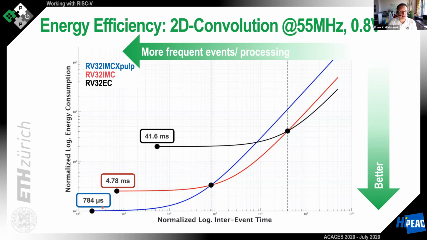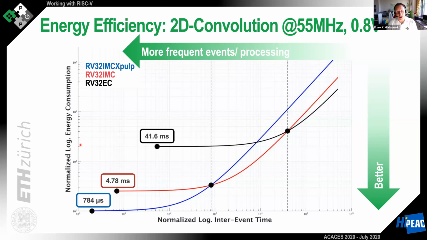Now, the blue line is again our extended processor, and it takes it 784 microseconds at this frequency to compute the 2D convolution. Notice that the scale here is logarithmic, so it is actually pretty fast. Now, the other core, remember, it was an order of magnitude slower, almost finishes the same task in 4.78 milliseconds. And because it takes so much longer, although the individual processor doesn't consume so much power, you need to compute for 6-7 times longer, this means that the energy needed to compute this will also be more.